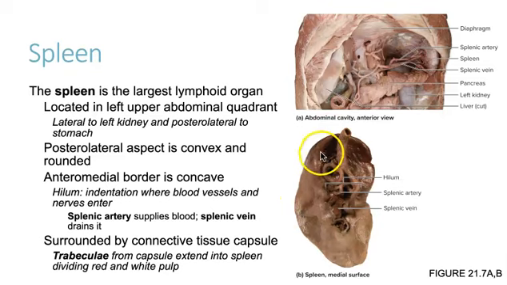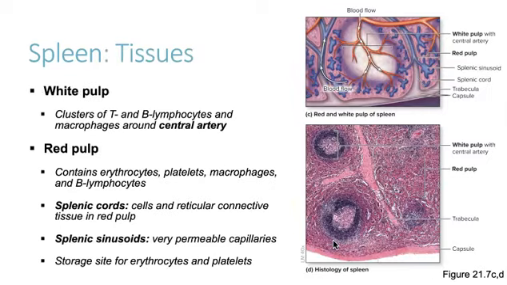The spleen itself is surrounded by a connective tissue capsule, and just like some of the other lymphoid organs, we see the capsule moves in to create trabeculae and divide out the spleen into areas that we call the red and white pulp. So the white pulp is going to be the areas where our B and T cells and macrophages are surrounded by a central artery. The red pulp surrounding this area, so we see it over here as well, is going to contain our red blood cells, hence we get that red color, and we also have platelets and macrophages and our B cells.